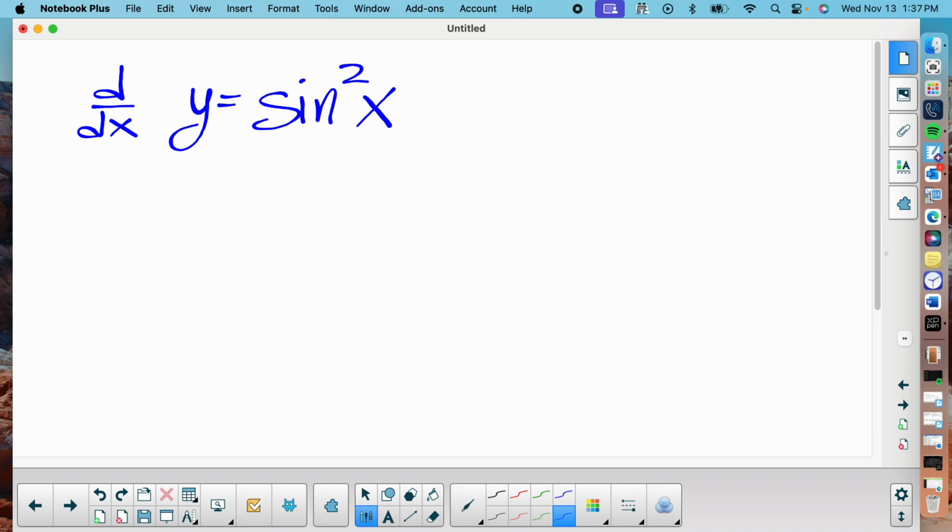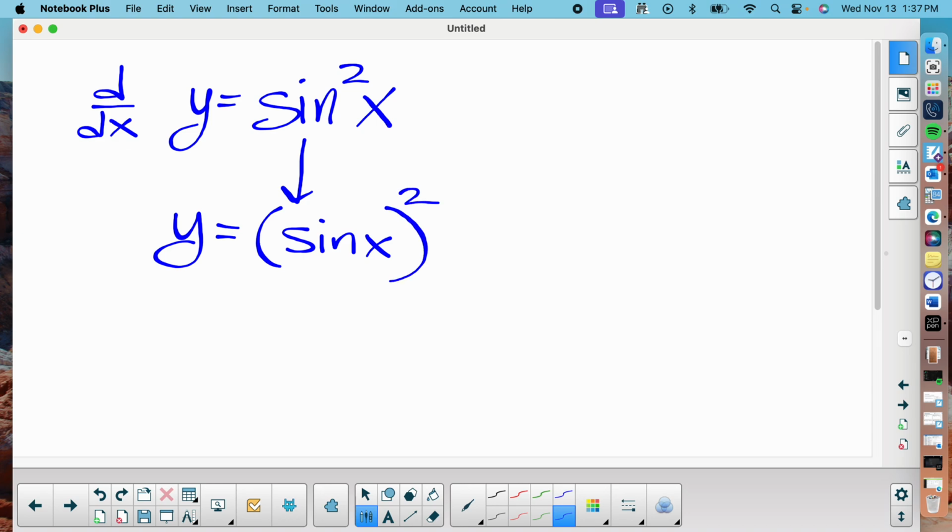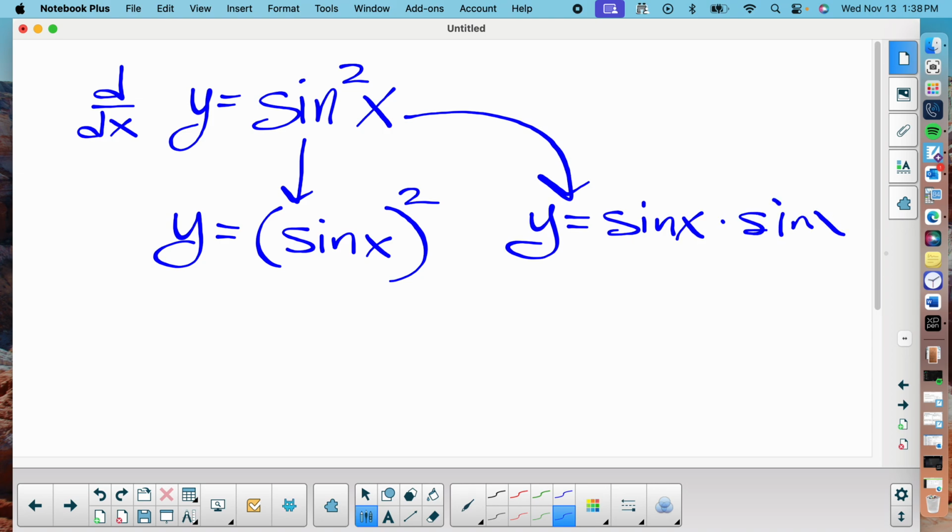Now, do you guys want me to explain where product rule even came from? Okay. There's two different ways to view this problem. One way is that sine squared is the shortcut notation for sine of x, squared. The other way you can view the squared, which is what Sophia did, is sine of x times sine of x. They'll both give you the same answer. Try to do one of the two.